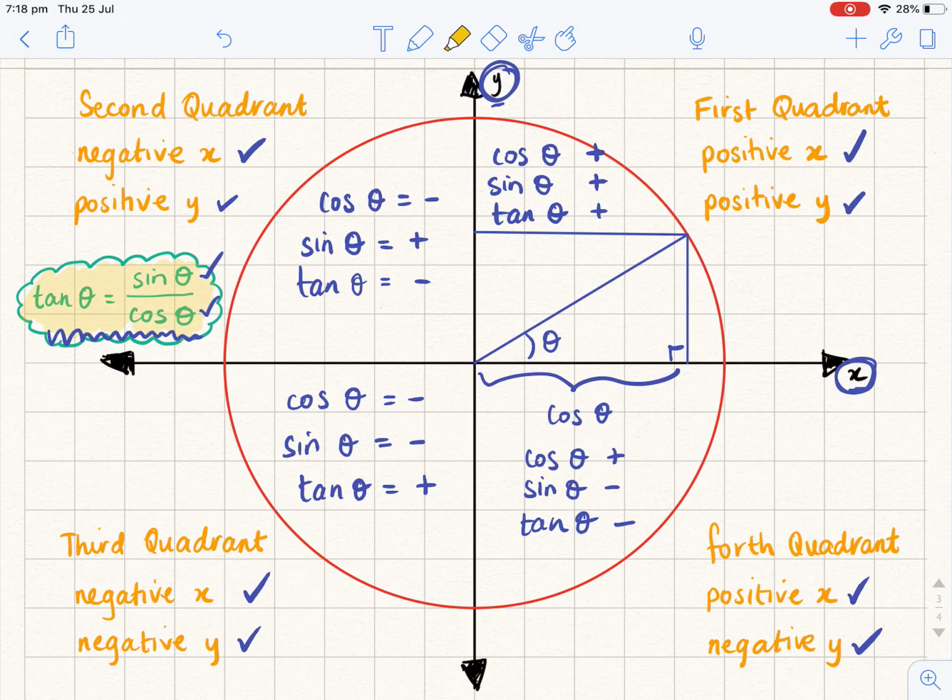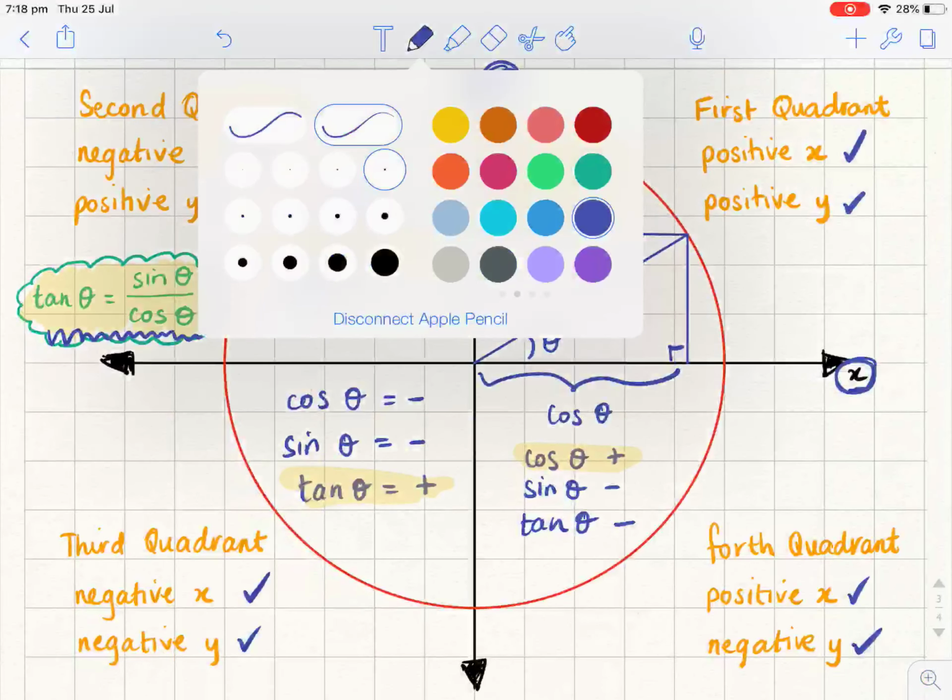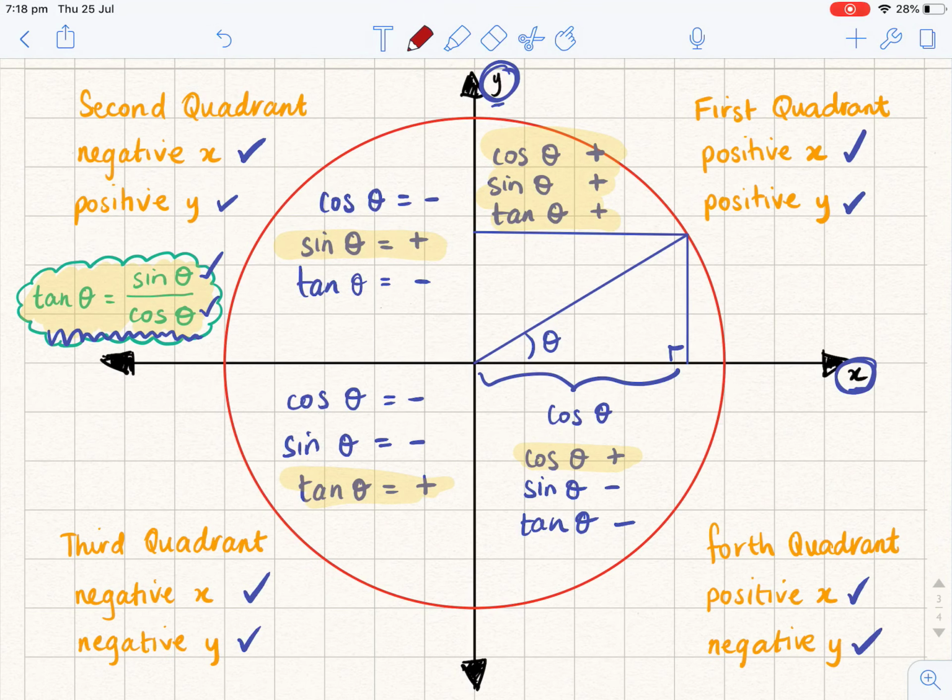So in the first quadrant, all three of them are positive. In the second quadrant, just sine is positive. Third quadrant, tan is positive. And in the fourth quadrant, cos is positive. So a simple way of remembering which function's positive: in the first one, they all are. In the second quadrant, just sine is. In the third quadrant, tan is. And in the fourth quadrant, cos is.